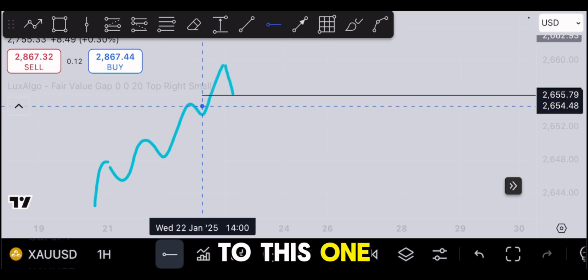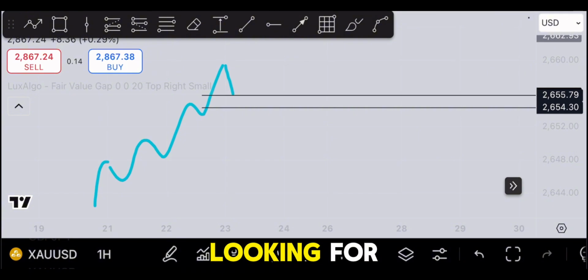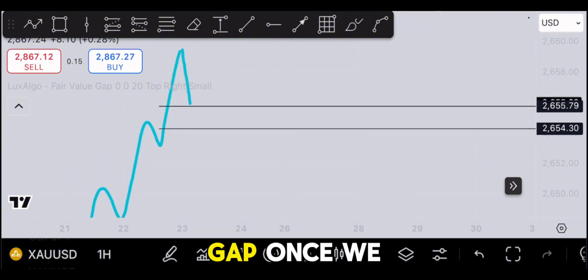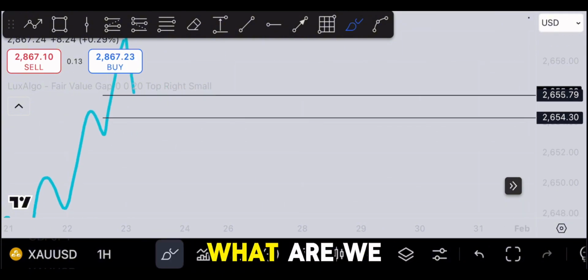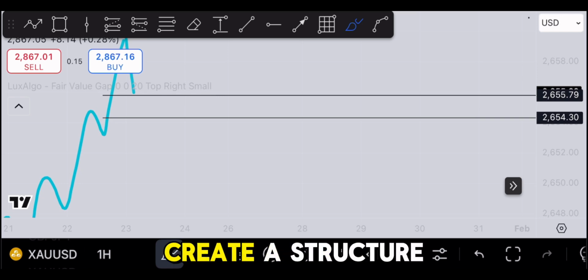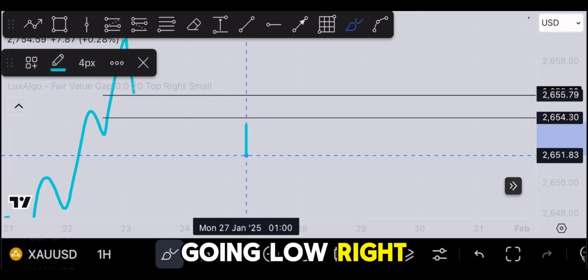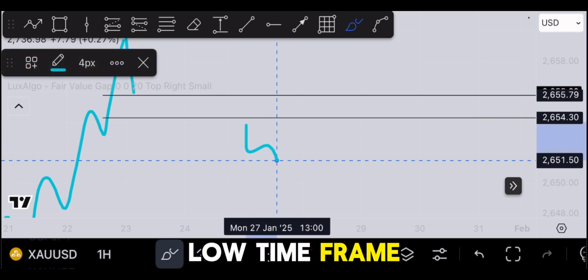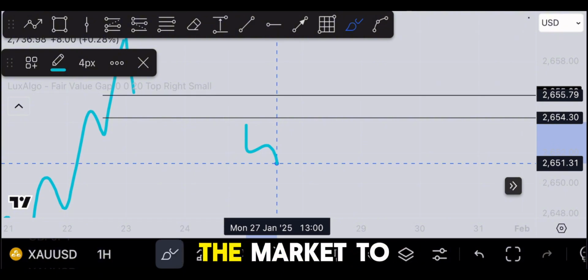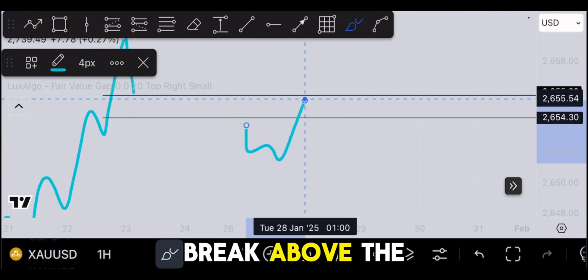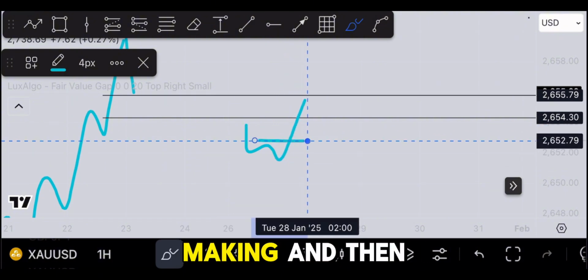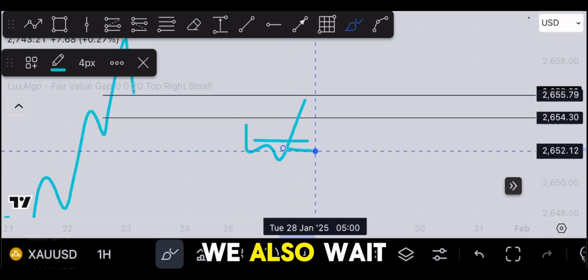to this zone. And when we zoom into this zone, what are we looking for? We're looking for a fair value gap. Once we have our fair value gap, what are we waiting for? We're waiting for the market to create a structure. So it's been going lower, right? And on the lower time frame, it will look something like this. We're waiting for the market to break above the recent highs it will be making. And then in this zone, we also wait for a fair value gap, or we use our OTE.